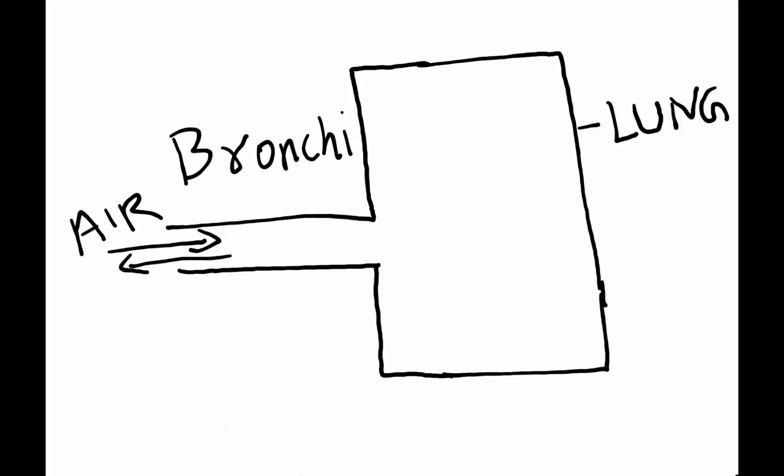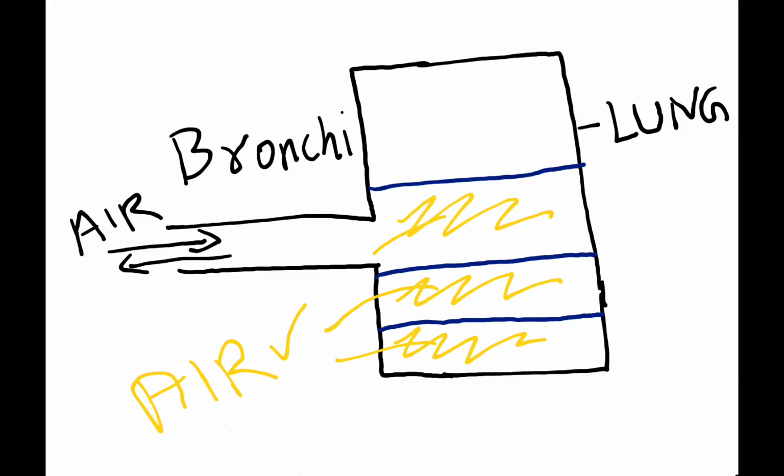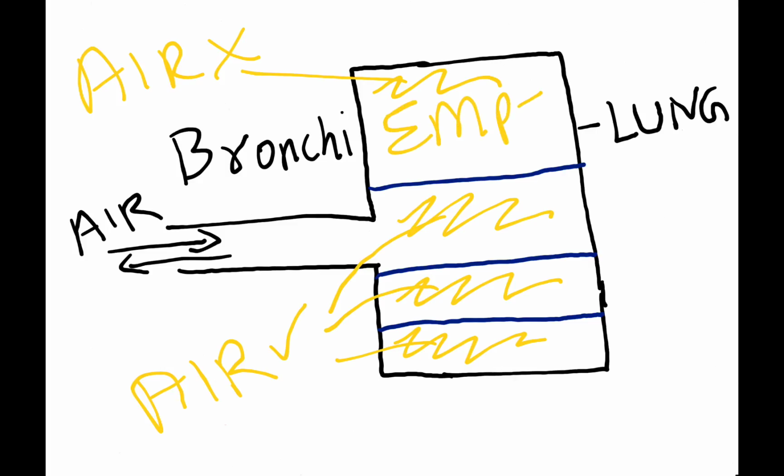Now let us draw three lines: 1, 2, and 3. Now you should note that in this compartment air is present, and in this compartment air is present, and in this compartment air is present, but in this compartment air is absent. So this compartment is empty.